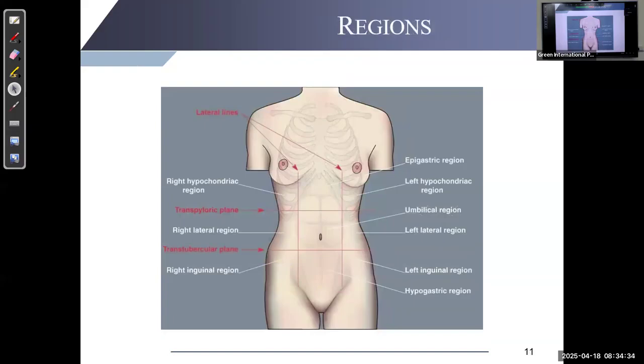Then we have, again important, regions. What is the epigastric region? What is the umbilical region? These you need to understand. Inguinal hernia you would have heard. Where is the inguinal region? You need to know, because those are the diseases or conditions. Then you have transpyloric, you have epigastric, you have hypogastric. Then you have lateral lines, left lateral lines. These regions are important. All right.